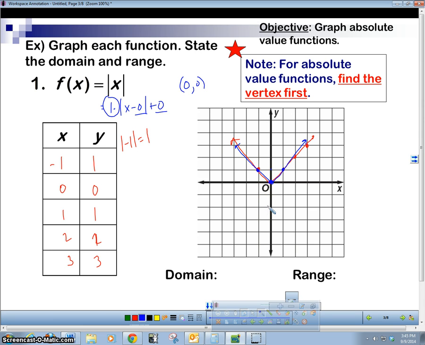Oh, you're sitting there going, yes, I think I get it, Mr. Meiosis, but can you show us some more? And I'm saying, yes, I can show you some more.